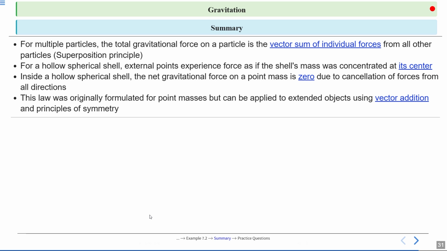Now, importantly, these laws were initially formulated for point masses. They can be extended to larger objects. By using vector addition and symmetry principles, we can apply these concepts to more complex systems, allowing us to analyze gravitational forces in a wide range of scenarios. Alright.